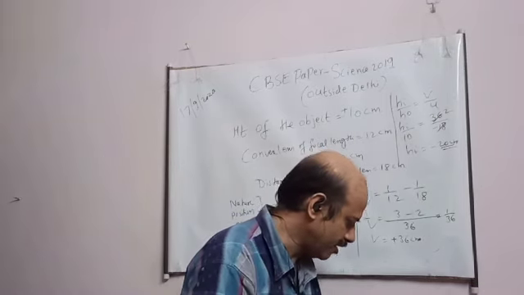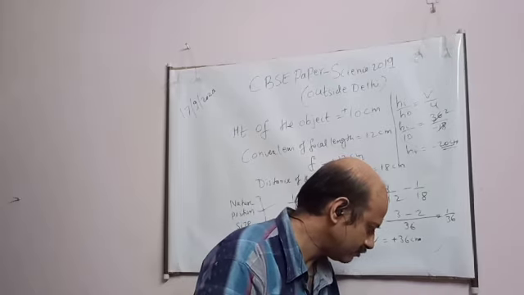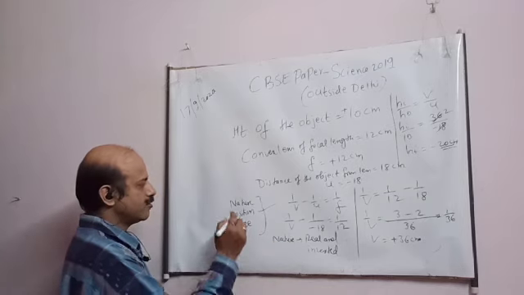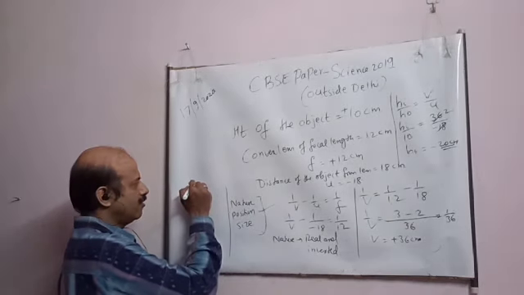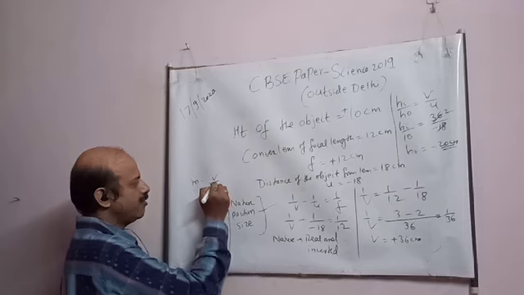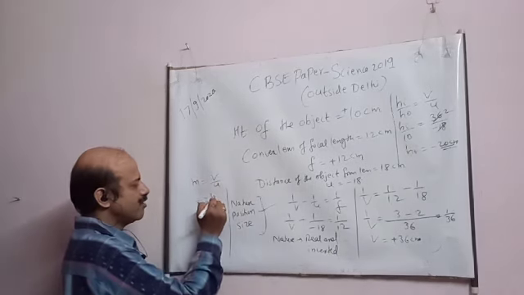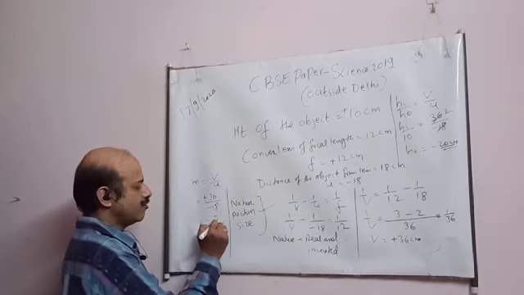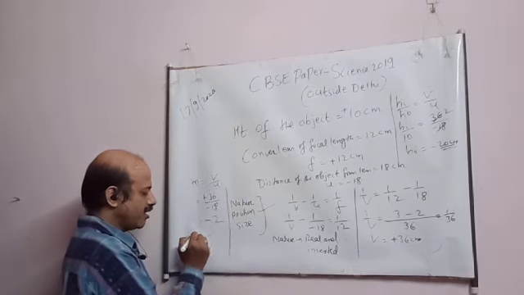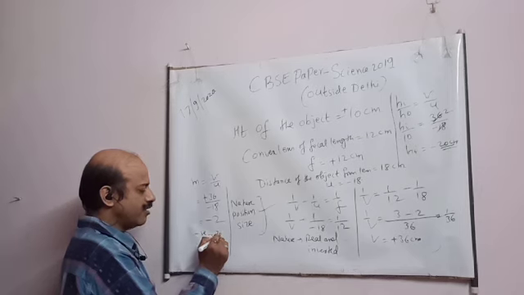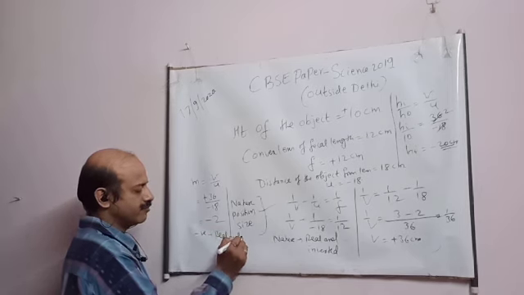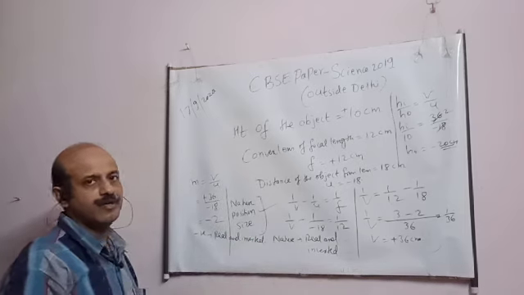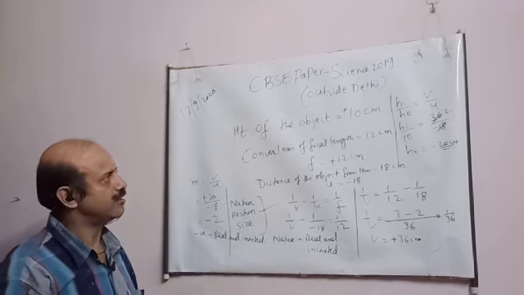You must have understood it. Now one more way to check the nature of the image, student, is by this formula. Magnification is given by v upon u. v is plus 36, u is minus 18. m comes out to be minus 2, student. The negative sign of m means real and inverted. The image is real and inverted, student.